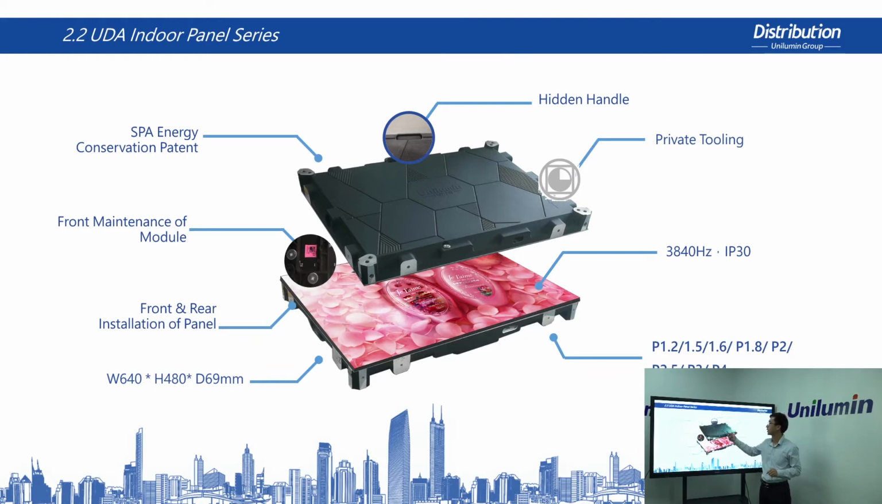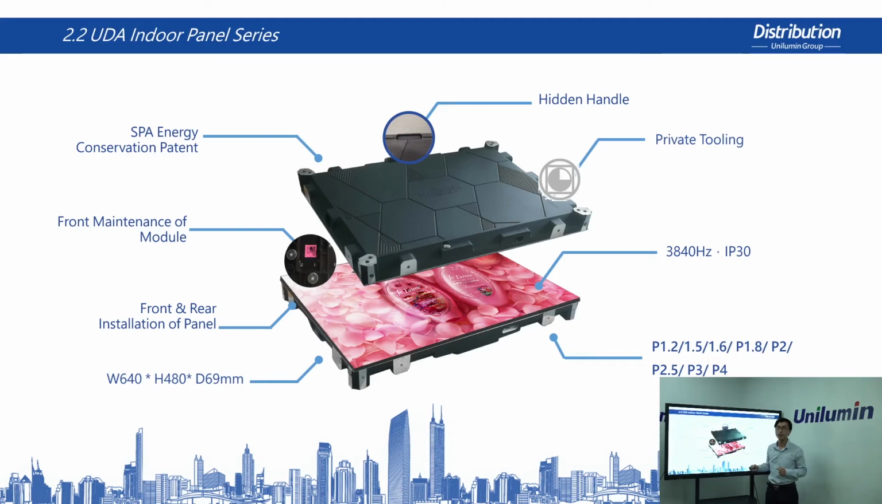Let's come to the design of this product. Let's see here the SPA energy saving pattern. The SPA energy saving technology was developed first by Unilumin. We are the first. We are pursuing technology progress all the time. For the modules, we offer front maintenance. It is the industry habit. And for the installation, we have both front and rear, because according to different projects, maybe we have front installation, and we also have rear.